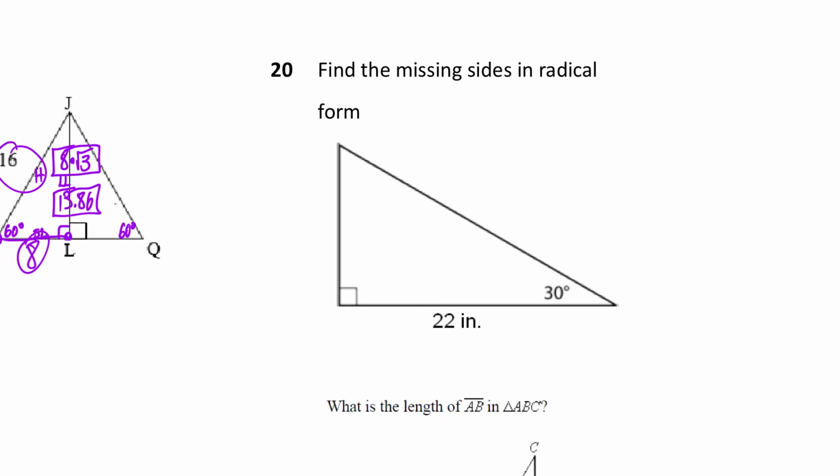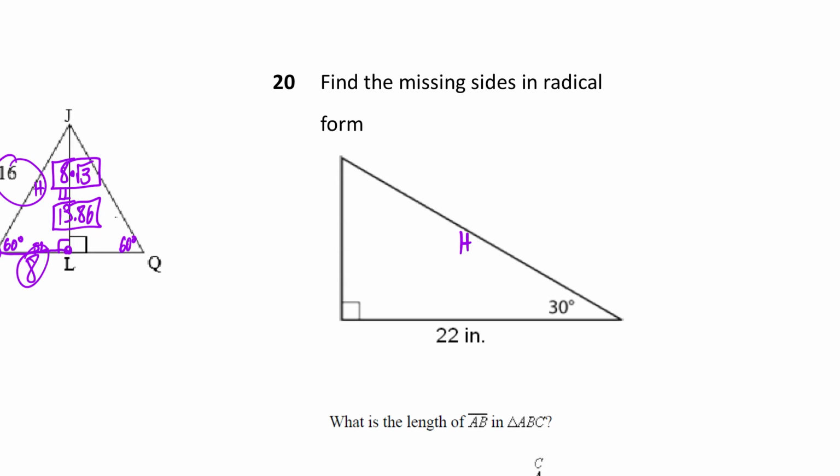Okay, number 20. We have the hypotenuse, short leg, and long leg. So going from the long leg to the short leg, what do we do? What do I do with this number to get this number? Divide by square root of 3. So 22 divided by square root of 3.